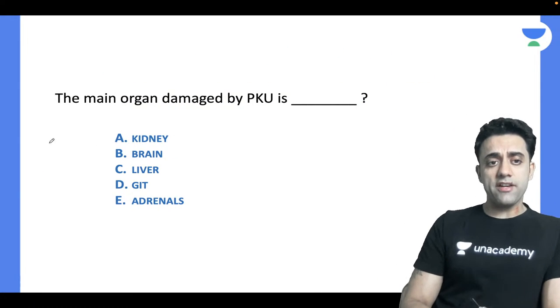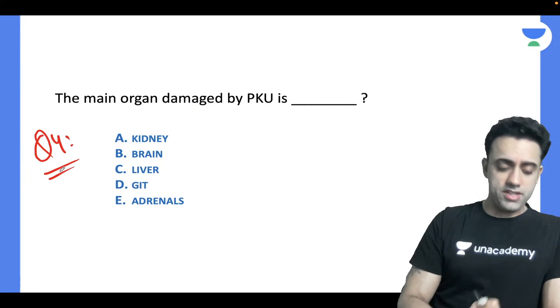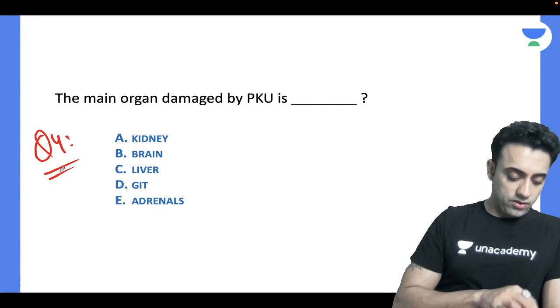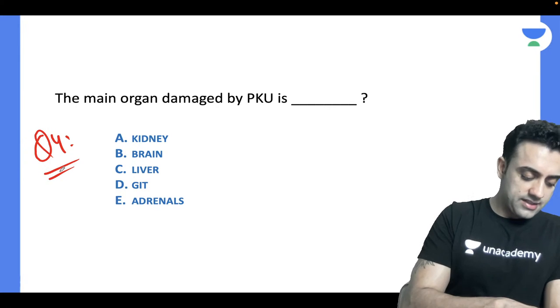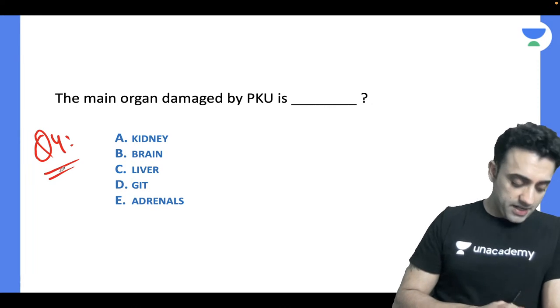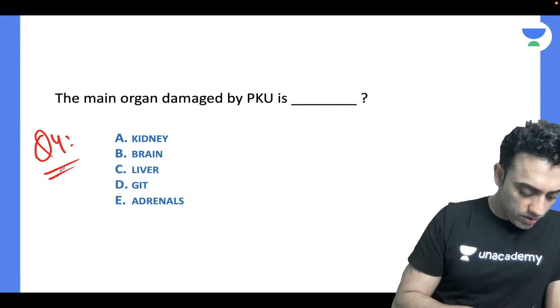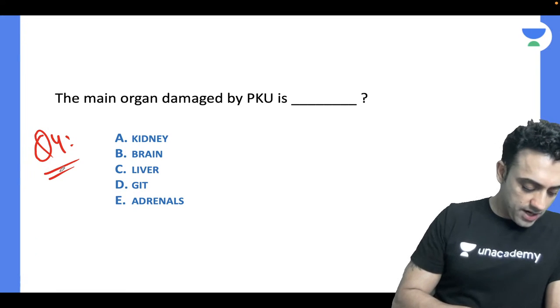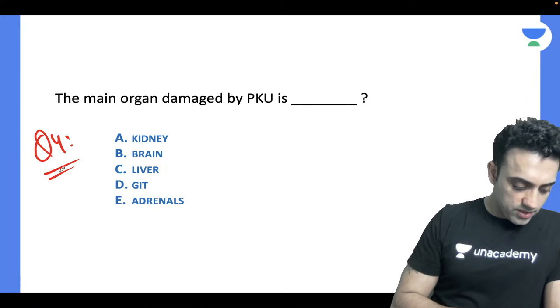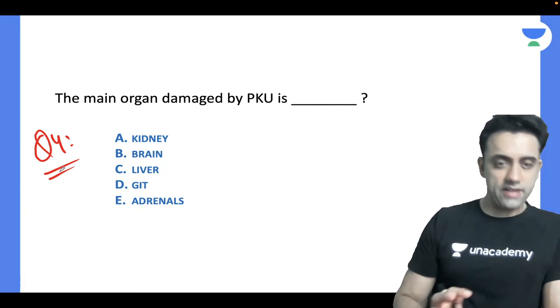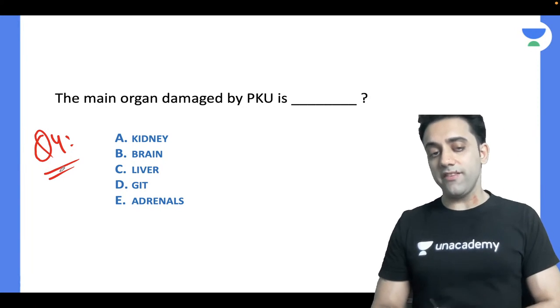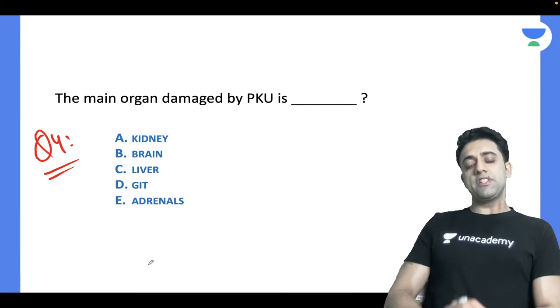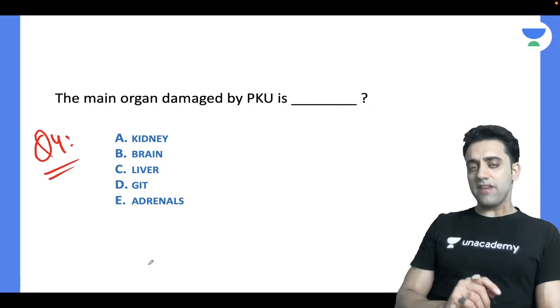PG entrance question number 4. Now this is the exam question. Let's see if you can answer. Which is the main organ which gets damaged in a case of phenylketonuria? Who will tell me? Anyone? The options are kidney, brain, liver, GIT, adrenals. What do you think? Which is the main organ damaged by phenylketonuria?